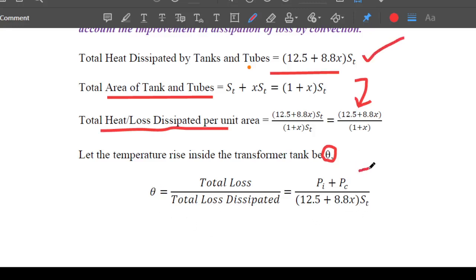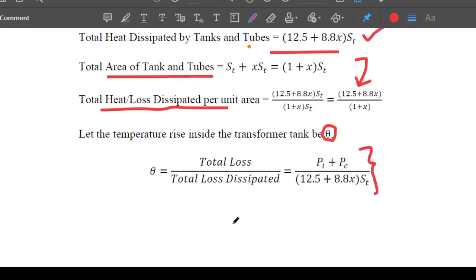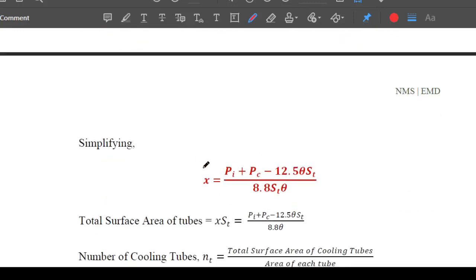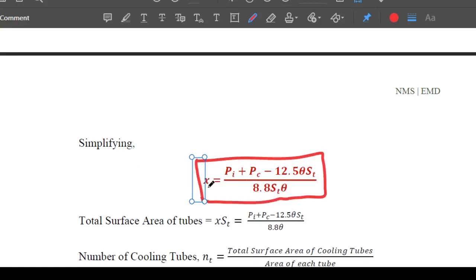So when you rearrange this equation, you can get the value of X. When I rearrange this and simplify, I'll get X is equal to Pi plus Pc minus 12.5 theta ST, divided by 8.8 ST into theta. What is the use of finding X? Initially, we assumed the area of the cooling tubes as some portion into ST, and that some portion is X. So I should know what portion is occupied by the cooling tubes. That portion X is found by taking into account the iron loss, copper loss, temperature rise, and also the surface area of the tank.